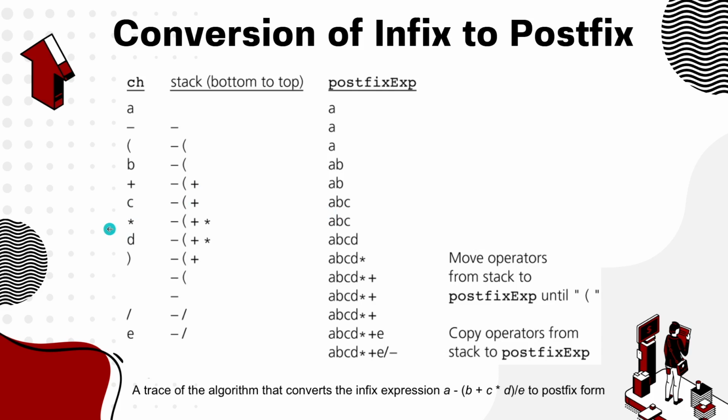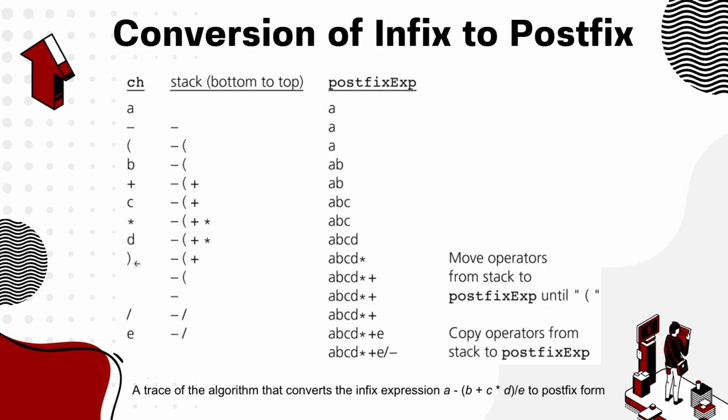Then we have star, it is an operator, so I am just putting it on top of plus. So, now star becomes the top of stack. Then we encounter d, which is an operand, so we place it straight away in output. Then we have a closing symbol.